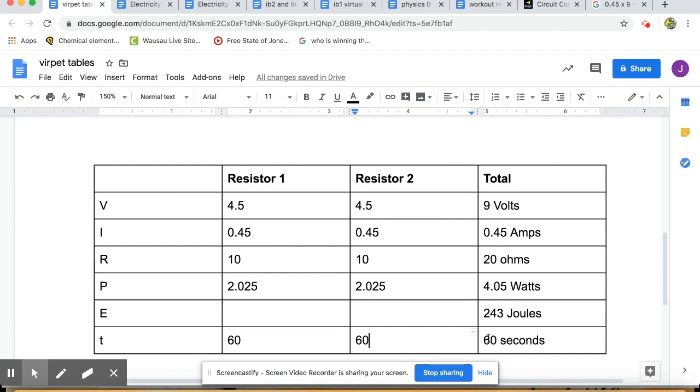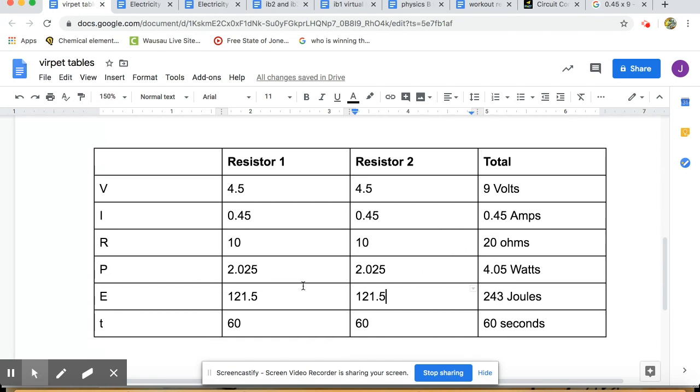It's just however much time you run it for is the amount of time that each thing operates for, as long as you don't turn it off. The energy for this one would just be 60 times the power, which looks like 121.5 and 121.5. The reason I was able to do that so easily in my head is because I know the total power has to be 4.05 watts, and each of these have the same resistance and the same current, so they have to have the same power, and each of them has half the voltage, so I basically cut this number in half, so they each split it in 2. Same with the energy. That was just a mental math thing I did.